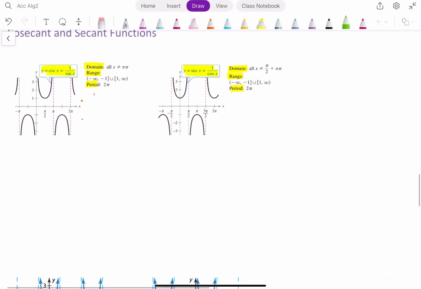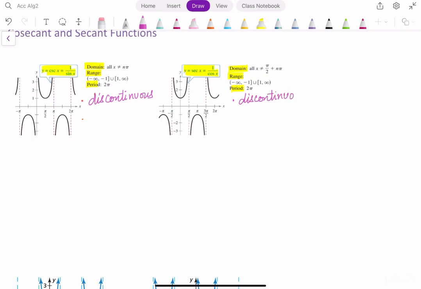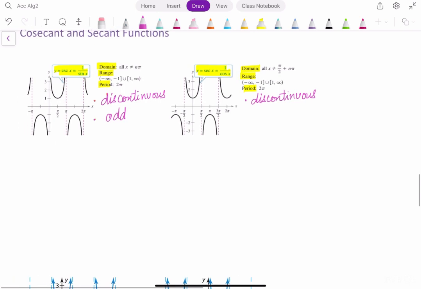Now let's talk about the cosecant and secant functions. Remember, cosecant is the reciprocal of the sine function, and it is also discontinuous. The domain, range, and period are listed on your screen. The secant is the reciprocal of the cos function, and you can see from the graph that they bounce on the sine function or the cos function. So the cosecant function will bounce on the sine function and the secant function will bounce on the cos function.